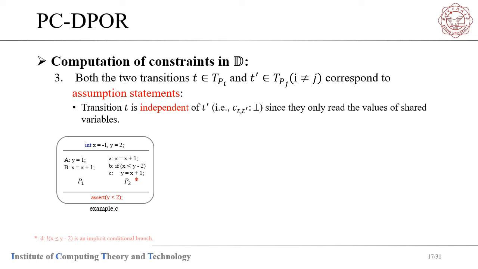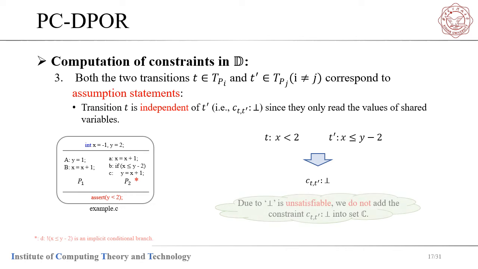In the last case, where both the two transitions T and T' correspond to assumption statements, then T is independent of T' since it only reads the values of shared variables. The constraint of them is false, and we do not add this unsatisfiable constraint into set C.